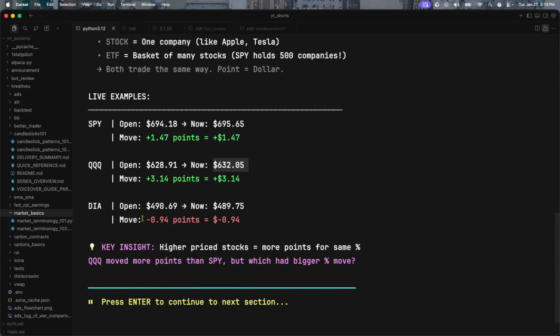DIA, which is the Dow, opened at 490 and then it closed at 489. So the points were 0.94. So the Dow had a bit of a negative day today. Key insight is that higher priced stocks have more points for the same percentage moves. Now, something to keep in mind, which we're going to go over next, is that QQQ moved more points than SPY, but which one had the bigger percentage move? Keep that in mind.